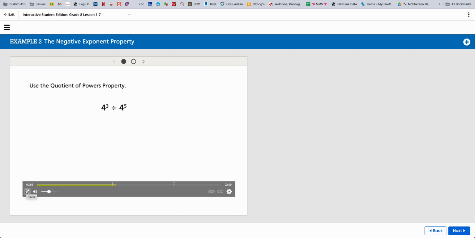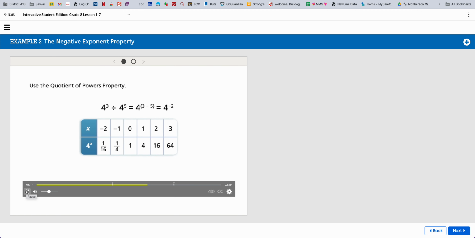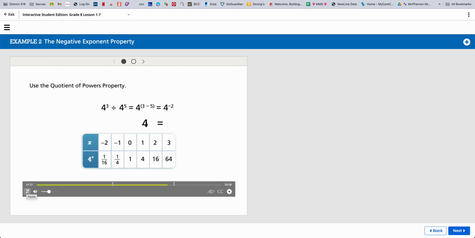A quicker way to simplify the expression is to use the quotient of powers property. The quotient of 4 to the third power and 4 to the fifth power is equal to 4 to the power of the quantity 3 minus 5, which is equal to 4 to the power of -2. The table shows some of the powers of 4. Notice that as x increases by 1, 4 to the x power increases by a factor of 4. So, 4 to the power of -2 equals 1/16.